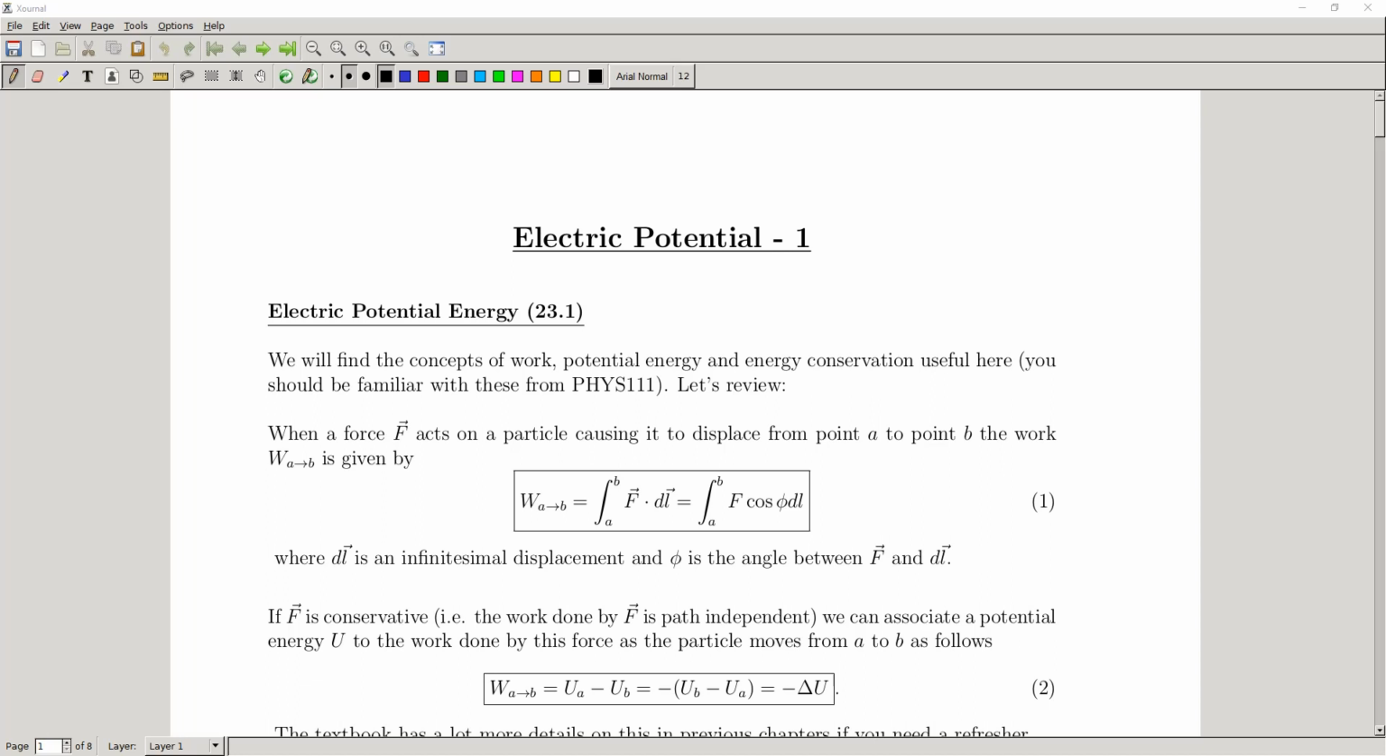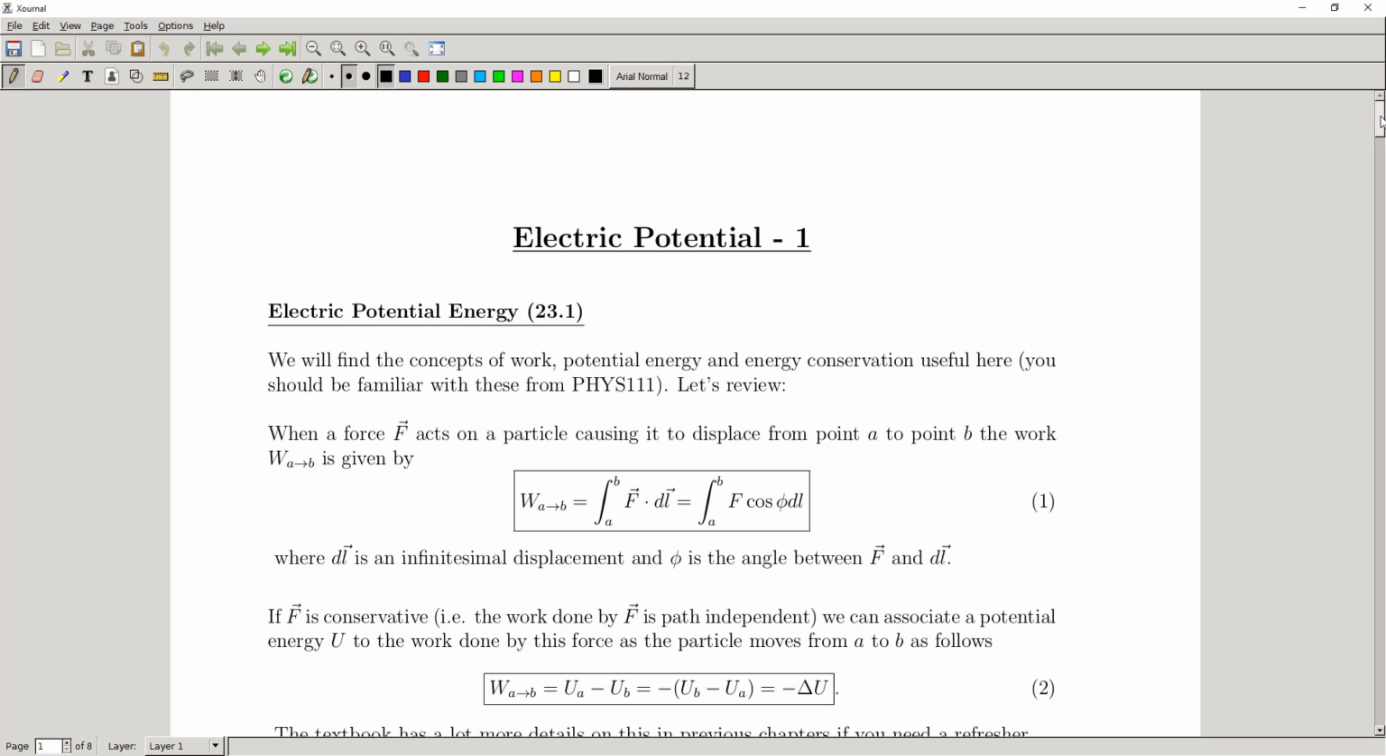So the first thing that we're going to want to do is recall from our Physics 111 a number of things that we already talked about in that course about potential energy, energy conservation, concepts like that, work, and so forth. So I'm going to do a quick little review here.